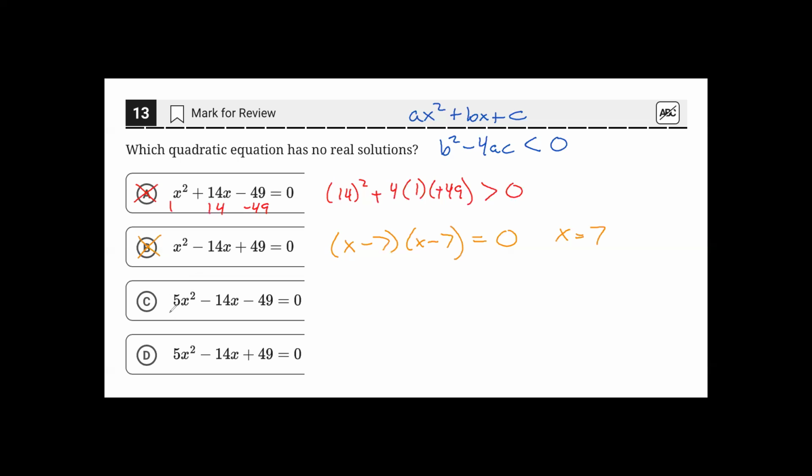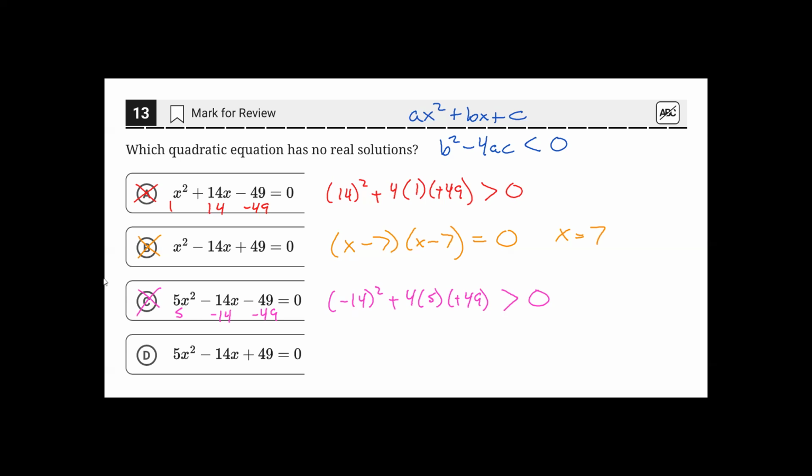For answer choice C, we now have the coefficients of 5, negative 14, and negative 49. So substituting those values into b squared minus 4ac will give us negative 14 squared minus 4 times 5 times negative 49. Similar to the first choice, the negative sign and the subtraction symbol will turn this value positive. And even though this number is negative, when you square it, it's going to turn positive. So we have a positive value plus a positive value, which means this will also be positive. So it is not answer choice C.